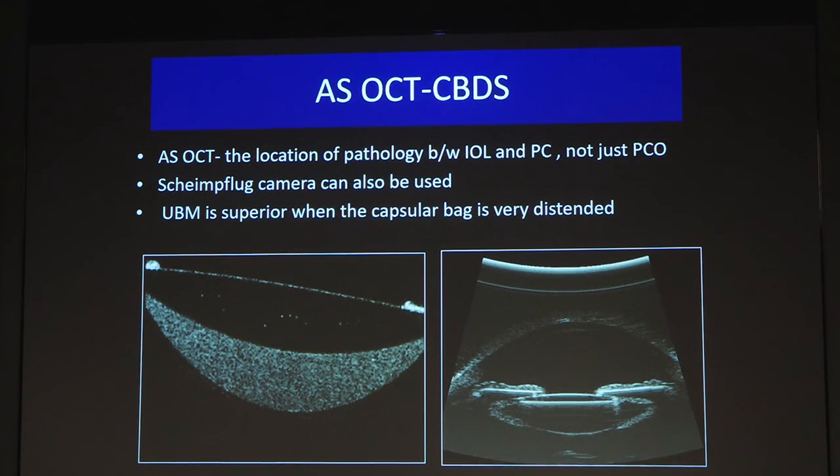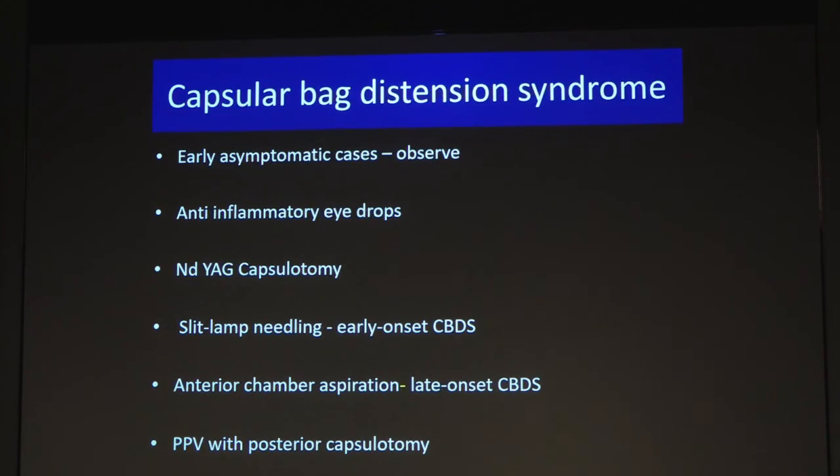Anterior segment OCT definitely gives a clear-cut clue to the diagnosis. You can make out the clear separation, the fluid accumulation, and the level of the PC as well as the IOL. So one should do ASOCT or UBM to get to this. In early asymptomatic patients you can observe. If there are cellular deposits, you can give anti-inflammatory drops.